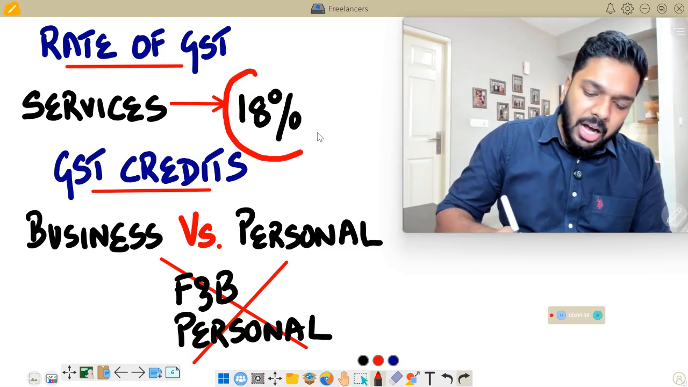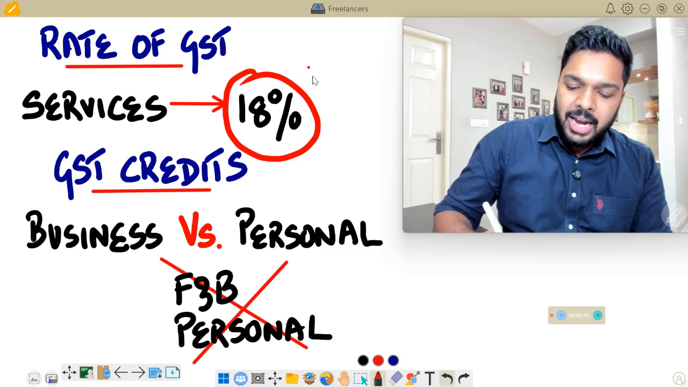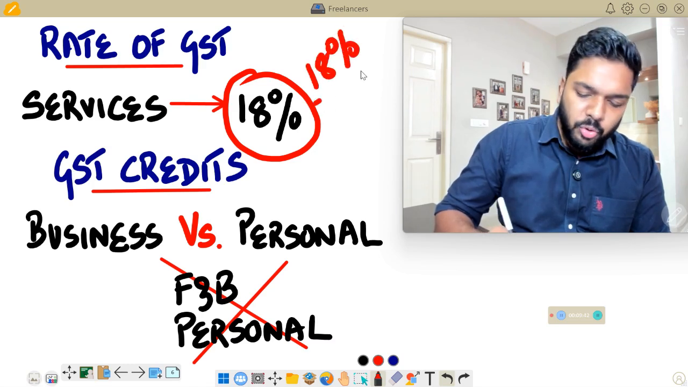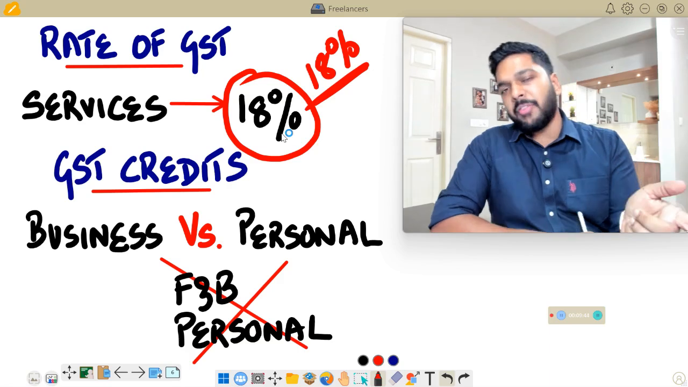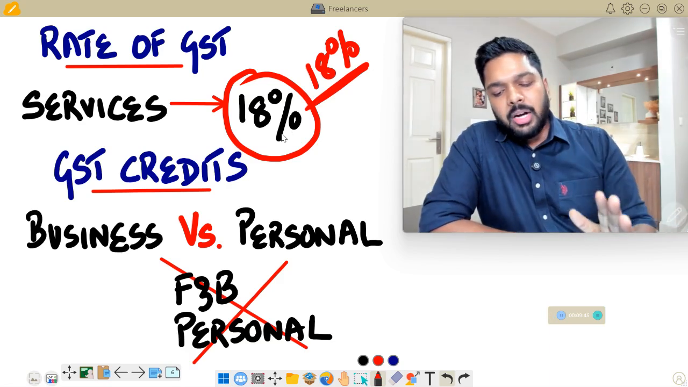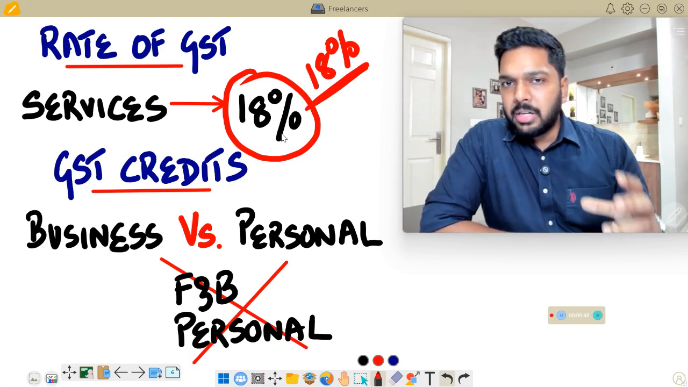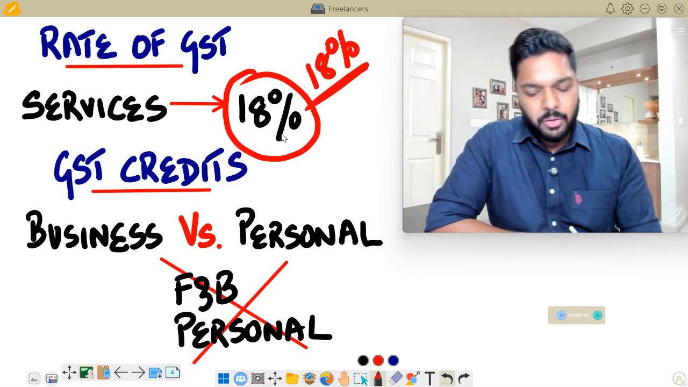95% of services are chargeable at 18% rate of GST, very few at 5%. 5% is typically for goods. So if you are a freelancer involved in online supply of services, then 18% is your rate of GST.